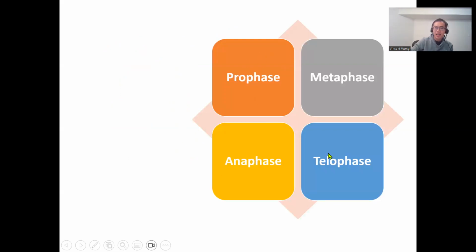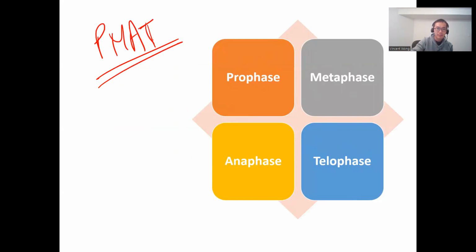Okay, so there are 4 phases in mitosis: prophase, metaphase, anaphase, and telophase. You can remember it like PMAT. And that's the order that it happens in: prophase, metaphase, anaphase, and telophase.